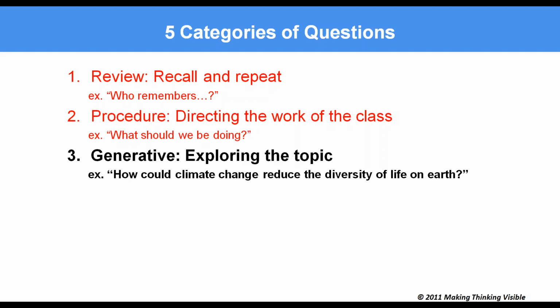If I had to draw a picture, generative questions are like sparks, okay? If our minds were like a bunch of hay that we're trying to light on fire, these are the sparks that we're casting into it, asking the questions that spark thinking, okay? They spark thinking moves. So in this particular case, how could climate change reduce the diversity of life on Earth? Two different ideas that we are trying to generate an exploration around the connection between those two, okay? Not the result of something we've been told, something we need to remember, something we need to be doing, okay?